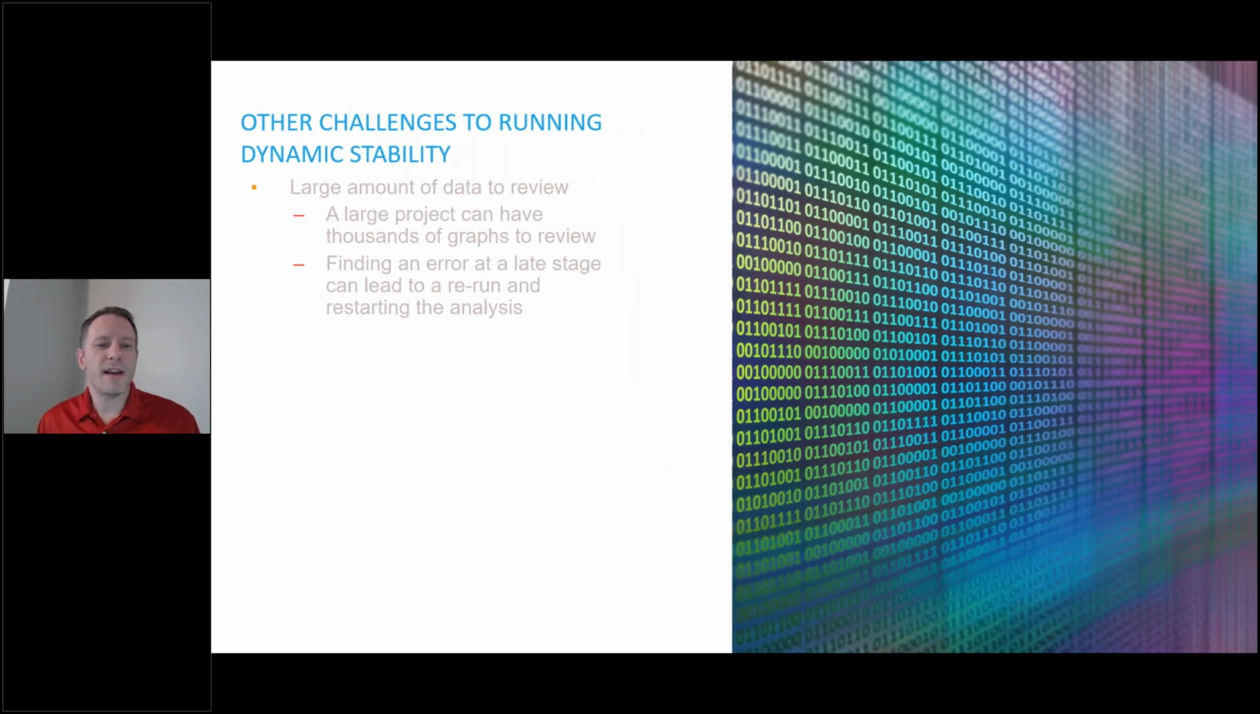And after you have the data, you have to review it. There can be thousands and thousands of graphs depending on the size of the project. If you find an error in some of those graphs, it can either be an error in the actual system or an error in the Python code or an error in some of the data. And if you find an error, you might have to rerun the whole analysis and let it run again, which can take a couple hours or however long it took to run the first time.